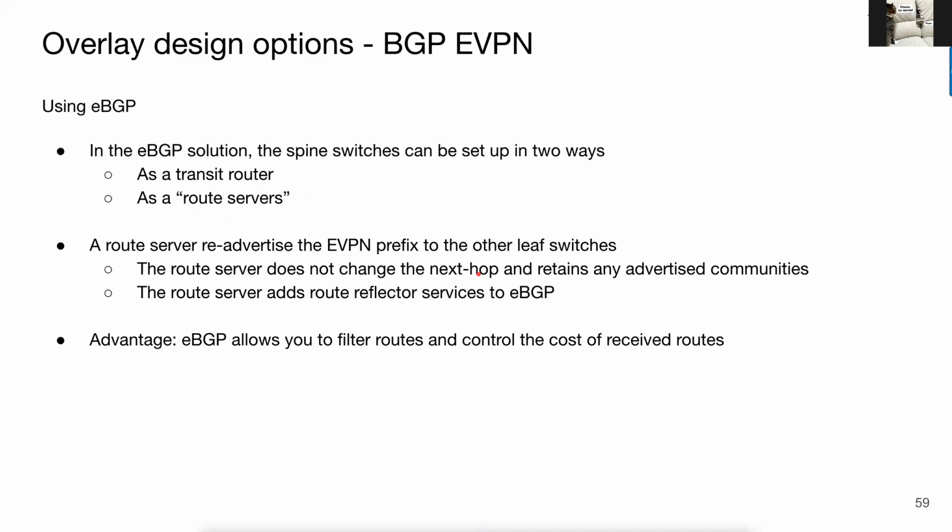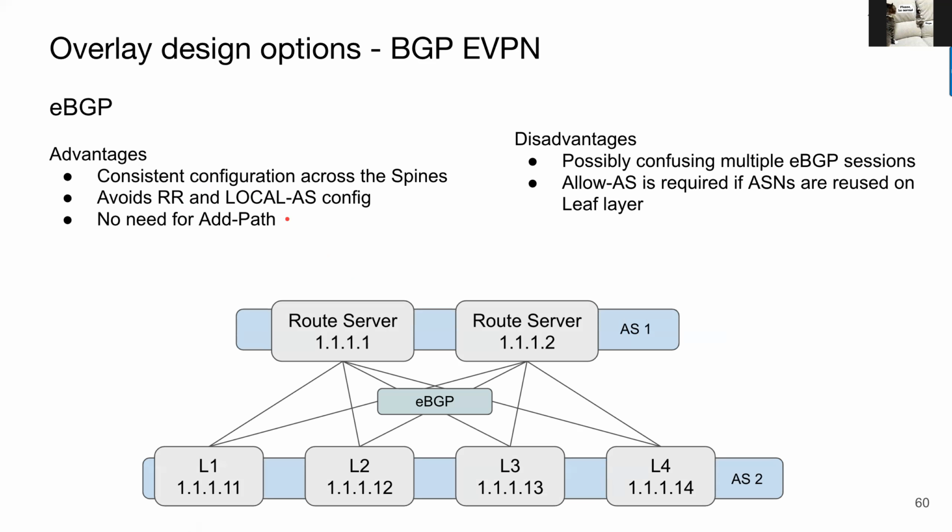So route servers with eBGP. Advantages: we have consistent configuration across the spines. We avoid all of that route reflector and local AS configuration. We don't need to use add-path. And disadvantages are going to be the confusing multiple BGP sessions. And then allow-AS is required if ASNs are reused on a leaf layer, which they're typically not. Usually the leafs will have different AS numbers.